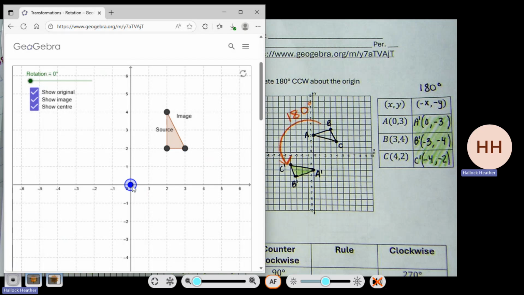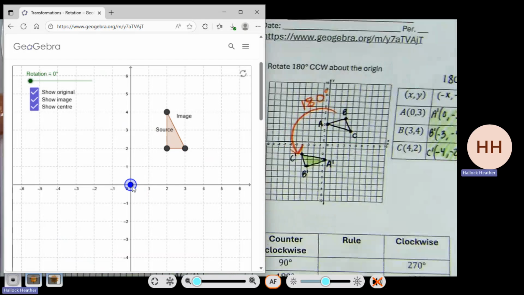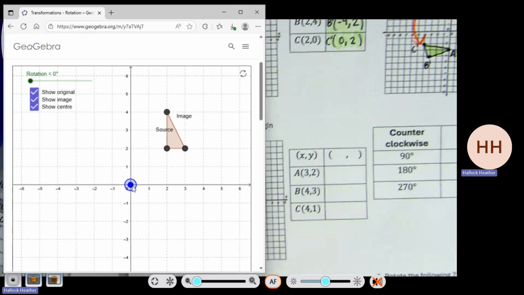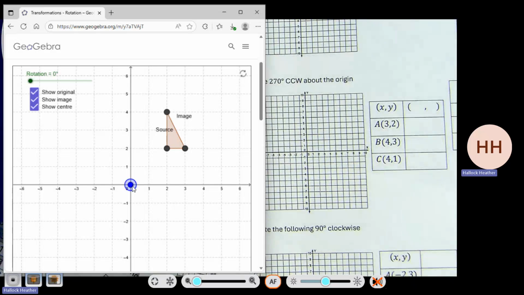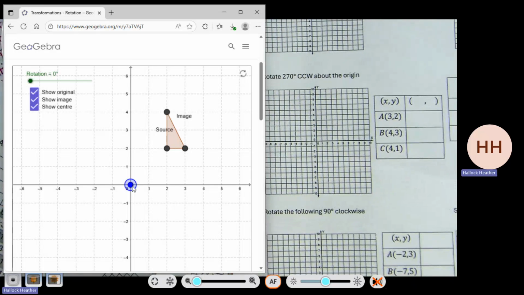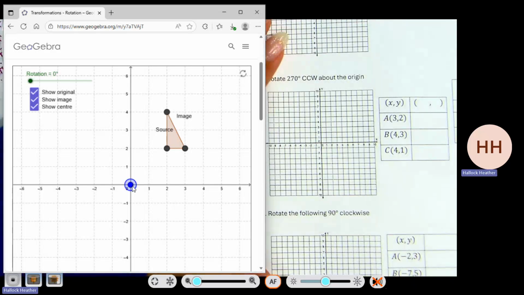And then for number 3, it's still a triangle. And this time we're going to go 270 degrees using our new points. So take a second, plot your new points on your graph, and then we're also going to plot it on the omelet.